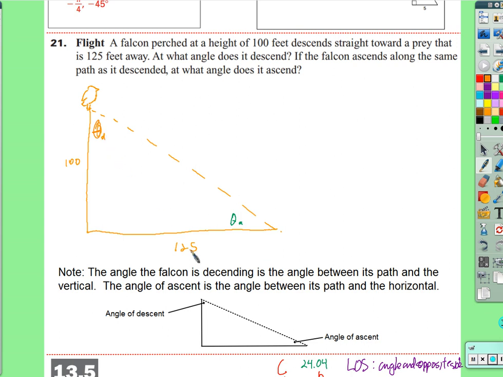I notice that I can make a triangle out of the scenario described. It's perched at a height of 100 feet, and it flies to a distance of 125 feet away. I assume that's a horizontal distance. So I know that the tangent of theta, the descent angle, is equal to 125 over 100. So the tangent of some angle is 125 over 100. How do I figure out what that angle is? Find an angle that has a tangent of 125 over 100. Inverse tangent.